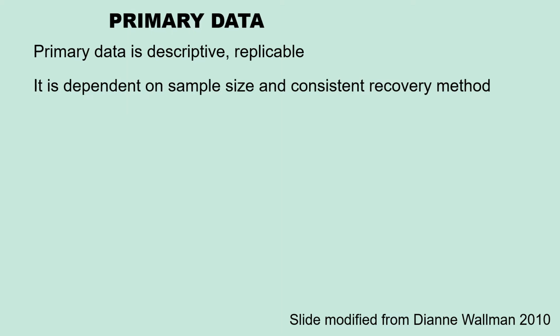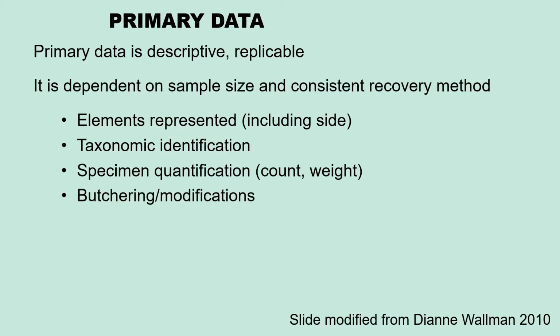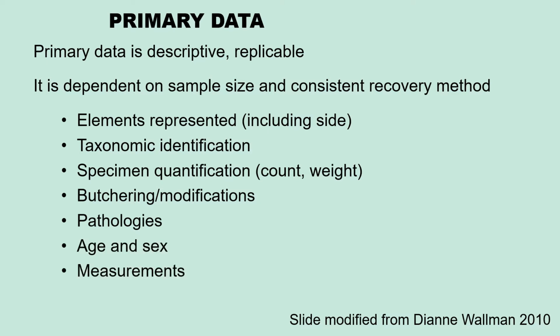The primary data collected by faunal analysts is descriptive and we hope replicable. However, it is dependent on sample size and on using consistent recovery methods. The types of primary data usually collected include the elements, including the side, taxonomic identification, the quantification of the specimens, such as count and weight, any butchering or modifications or pathologies on the bones, age and sex, and measurements.